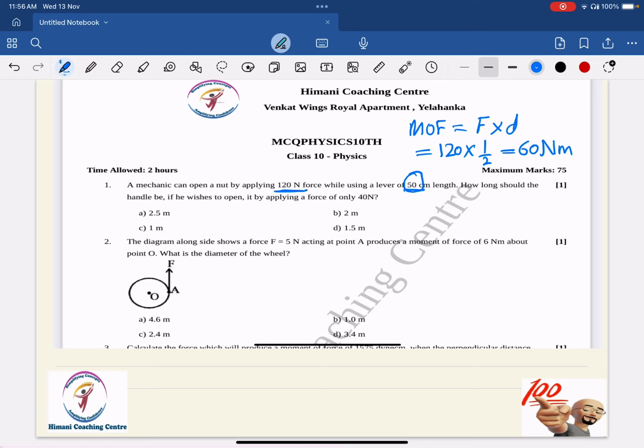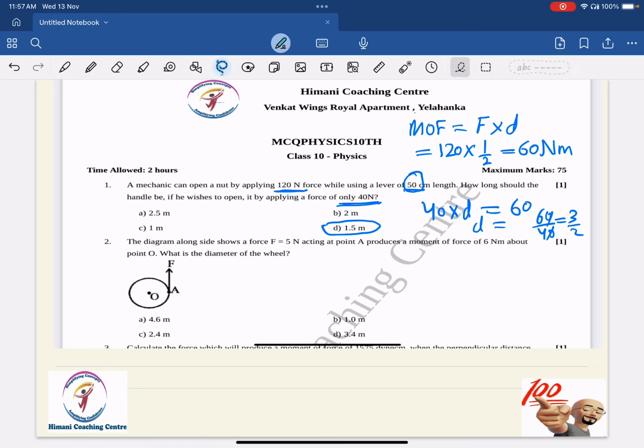Now, the question is, if the mechanic wants to apply lesser force, what should be the length of the lever? So now understand, moment of force will remain the same, and this is 40 times d, which is equal to 60. So d would be equal to what? 60 upon 40, or you can see it is 3 by 2. So the right option is option D.